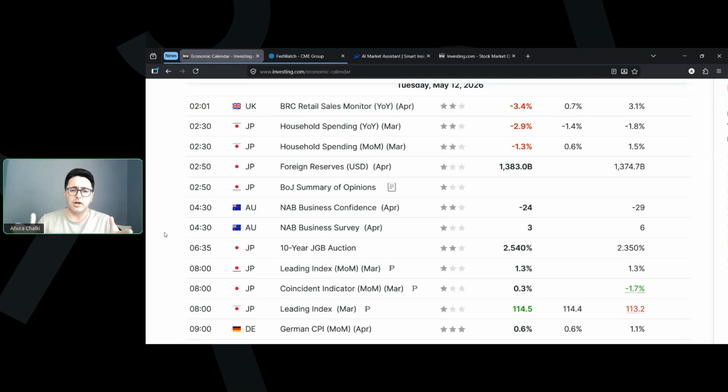The Chinese consumer, Japanese consumer, they have higher concerns about economic growth and economic outlook. That's why they are not ready to go out and spend their money. So household spending, you can see here in March, fell by 2.9%. That's not a small number annually, and a 1.2% drop on a monthly basis. These are not small numbers.